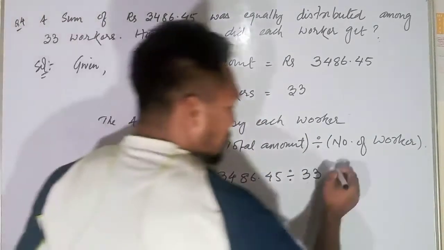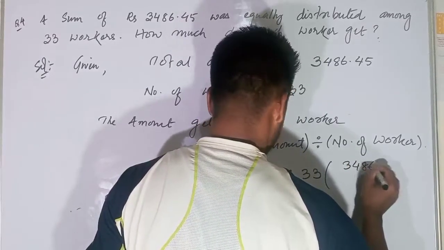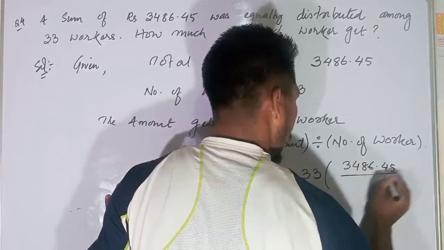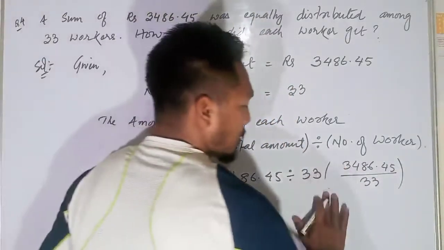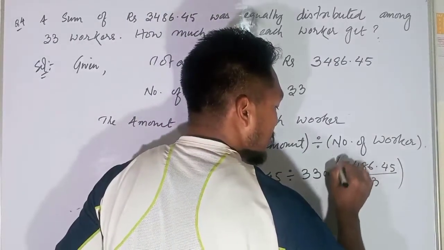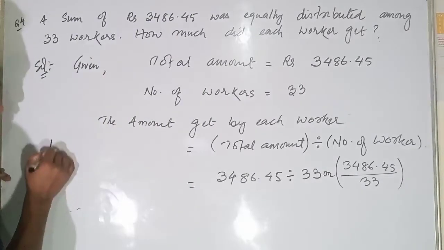So I can also write it this way: 3,486.45 divided by 33. We can also write it in this way, or you can do it this way also. That is the same thing. Now I divide the numbers.